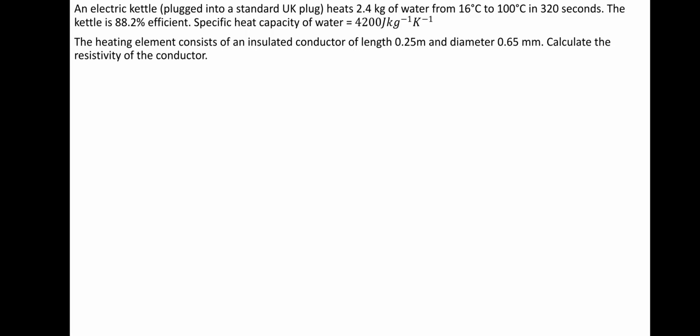It might be a tricky one to figure out where to actually start, but the resistance is equal to resistivity times length divided by cross-sectional area. So resistivity, which is what we're after, rho, is equal to RA over L. We know the length of the conductor is given. We need to get the resistance, and we can also get the area. We can get the area from the diameter.